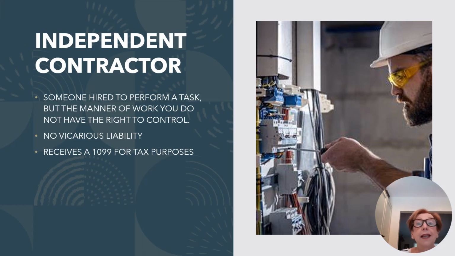An independent contractor is someone you hire to perform a certain task, but the manner of work you do not have the right to control. Independent contractors also cannot impose vicarious liability. They also receive a 1099 and not a W-2.